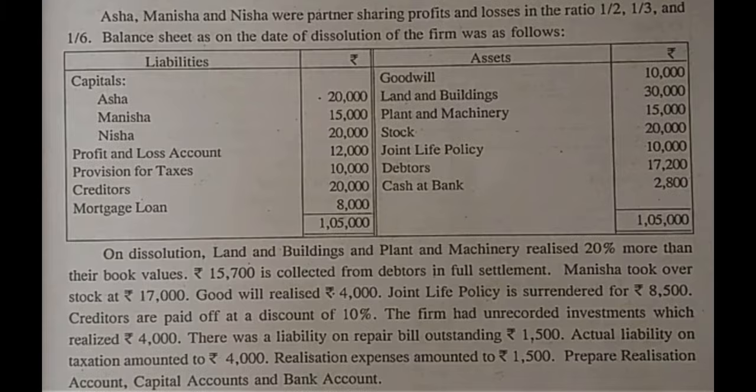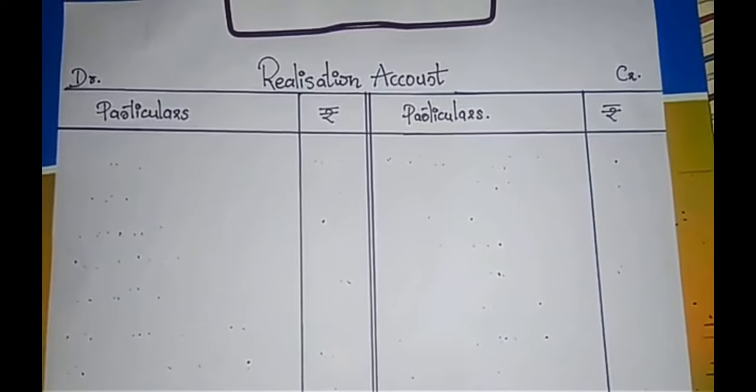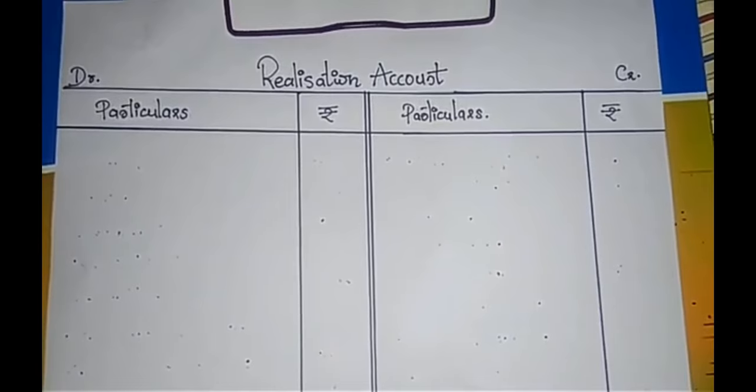There was a liability on repairing bills outstanding, rupees 1,500. Actual liability on taxation amount is rupees 4,000. Realization expense amount is rupees 1,500. Prepare realization account, partners capital account and bank account. Bank account means cash account. So first I am going to prepare the realization account, then we prepare the partners capital account, and finally we prepare the bank account or cash account.